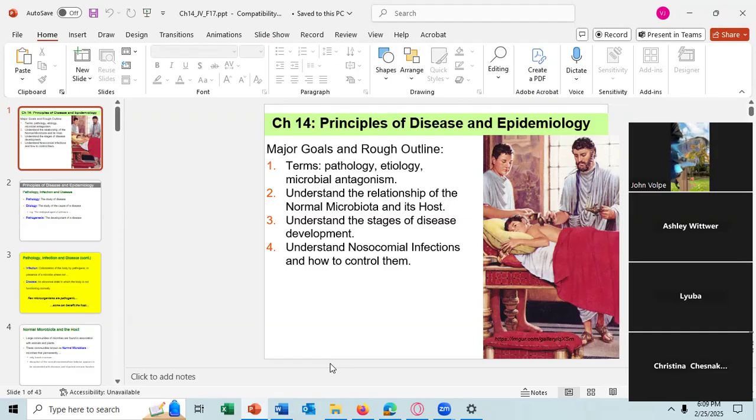So know what the normal microbiota is also. And then 3, understand the stages of disease development. Disease normally goes through certain stages of disease development. And then 4, understand what nosocomial infections are and how to control them. Any question about any of this?